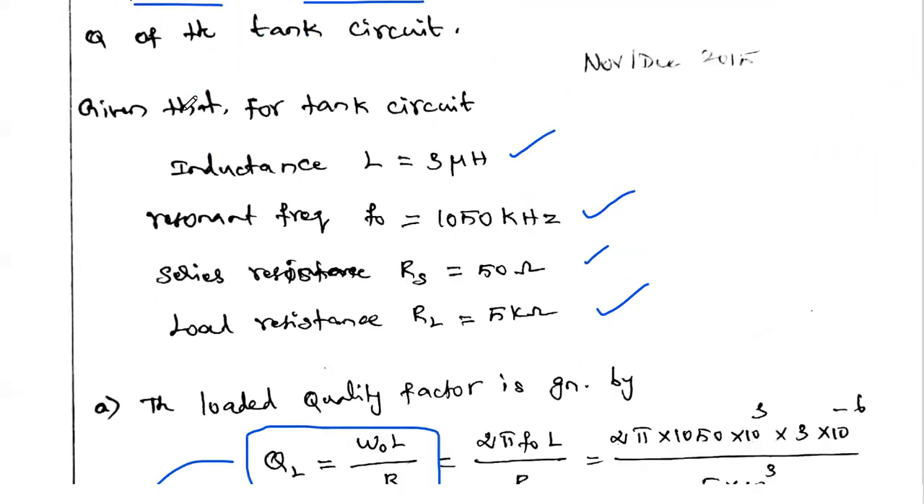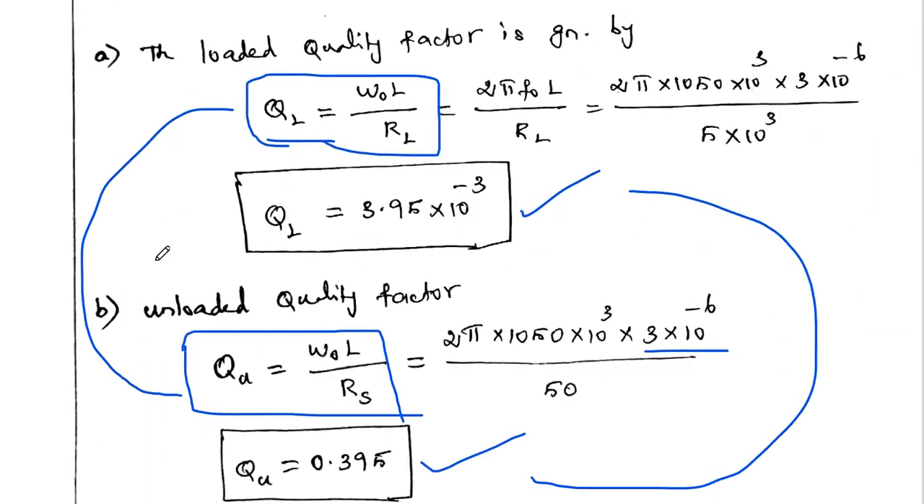Okay, this is the third equation you just remember. Then the fourth type of question is loaded and unloaded quality factor. Okay, so the loaded quality factor formula is omega naught L by RL. Unloaded quality factor formula is omega naught L divided by RS. Okay, so these are some of the important formulas. You just note down the formulas and remember them in order to solve these problems.